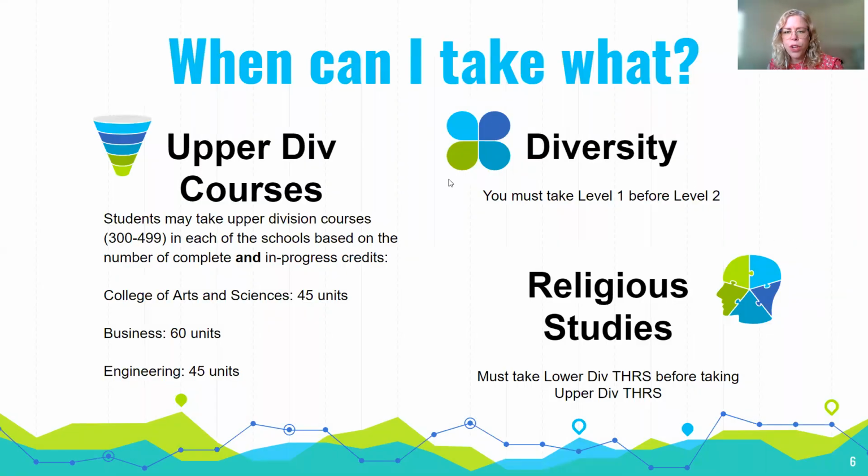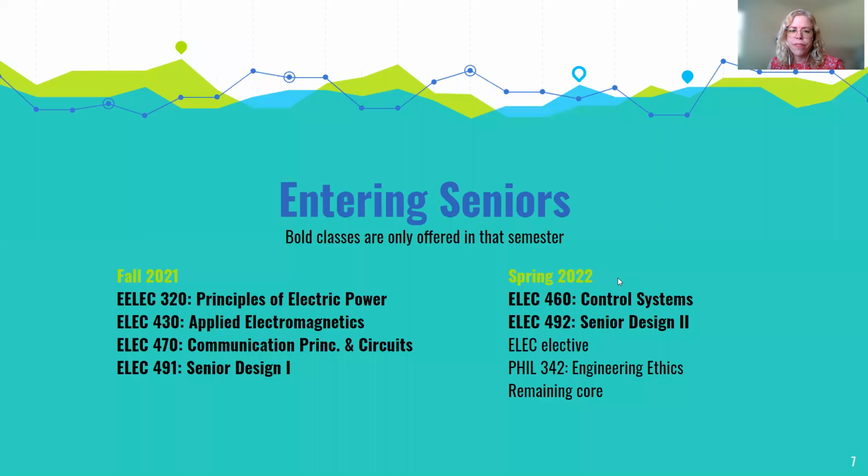These are just some notes on when you can take what upper division courses. You have to have completed at least 45 units. In the School of Business, that's 60 units in order to register for a 300 or 400 level class. For the diversity flags, you've really got to complete level 1 before you can register for a level 2. It won't allow you to register. Religious studies is the same. You must complete your lower division religious studies before you can take your upper.